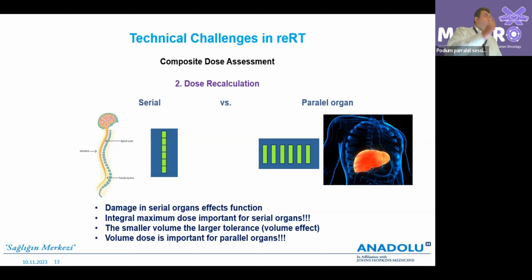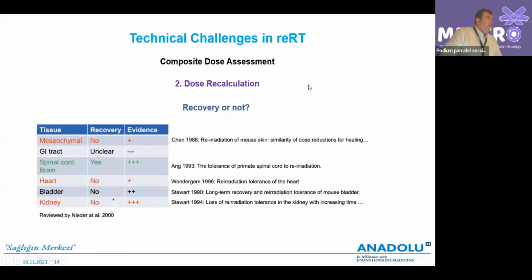For the smaller volume, you will go to the large volume doses, which does not affect the whole organs. So you should take these items into account while you are doing a recalculation for the dose. And another problem for the dose calculation is recovery.